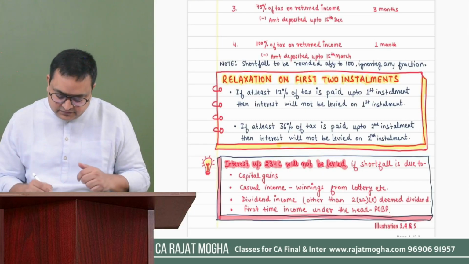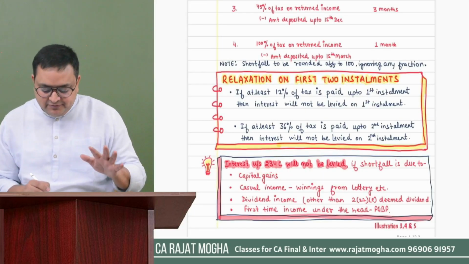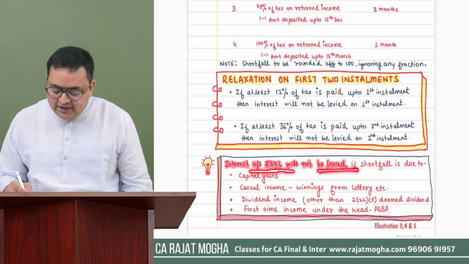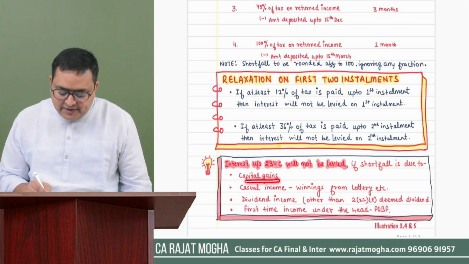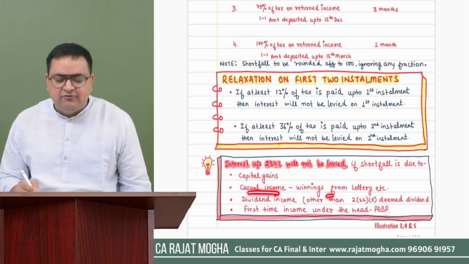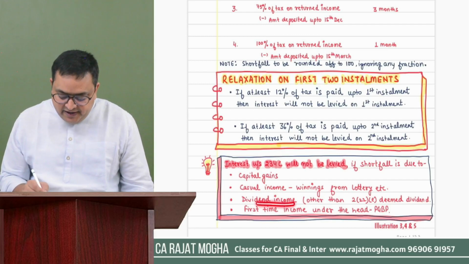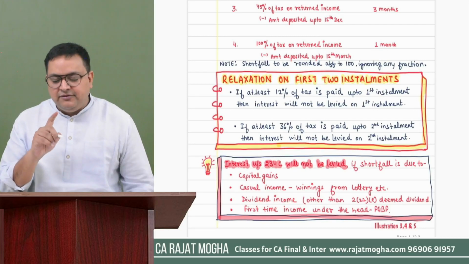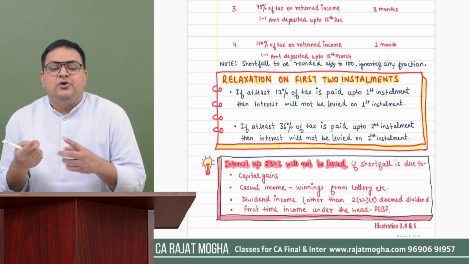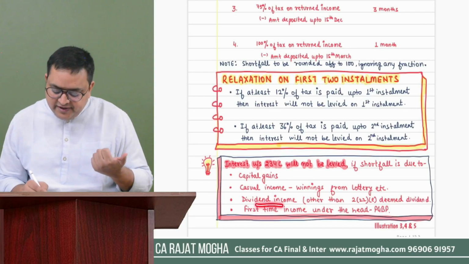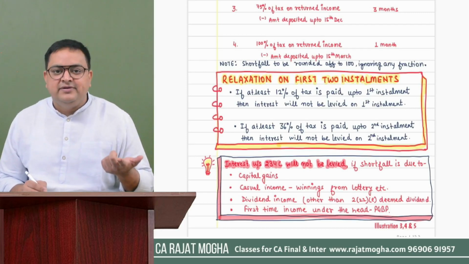So I believe that you remember this provision also. Interest under section 234C will not be levied if the shortfall is due to capital gain. It is due to casual income like winnings from lottery, etc. Dividend income, but remember here, dividend income. If you are earning dividend income, let's say because you are not aware whether that company will declare dividend or not, right? So for dividend income, we can give relaxation.